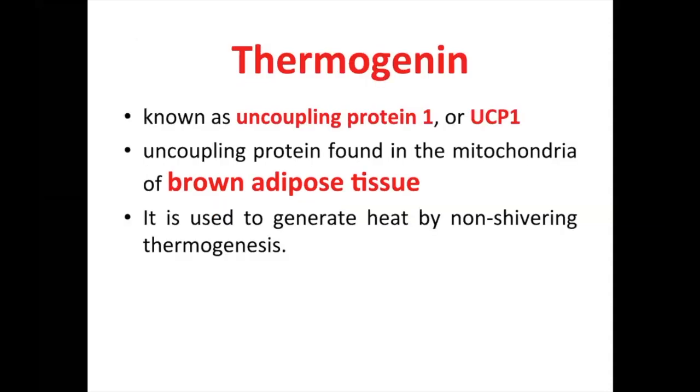Now let's isolate thermogenin. This is also known as your uncoupling protein 1 or UCP1. Now thermogenin is actually found in the mitochondria of your brown adipose tissue. You usually see this in newborns. And one of the functions of thermogenin is to help generate heat by non-shivering thermogenesis.